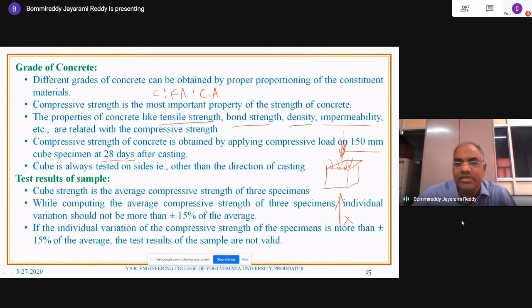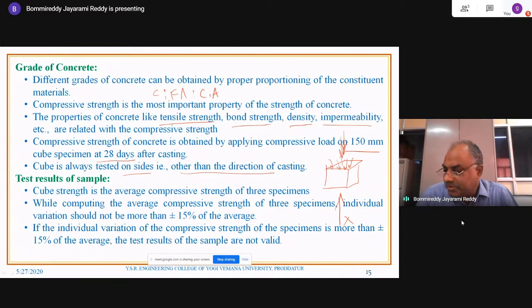This is the direction of the casting, and because the top surface may not be smooth, the load may not transfer effectively over the entire 150 by 150 mm cross-sectional area. That is why cubes are always tested in a direction other than the casting direction. The cube is always tested on its sides, so the testing direction must be other than the direction of casting. Now, test results of a sample.